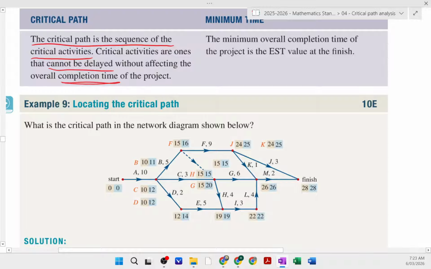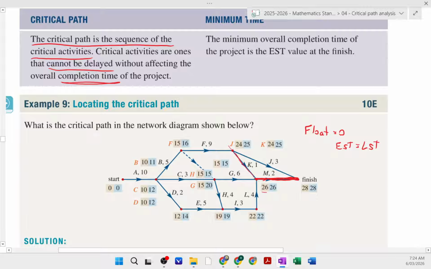So we are looking for the ones that have a float of 0. So we're looking for a float time of 0, which means your earliest starting time equals your latest starting time. All right. So let's have a look. Well, we're going to go from here. We're going to go back to there. So that is one of them. So going back to 26, 26.